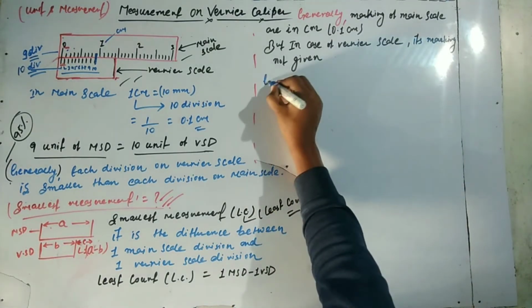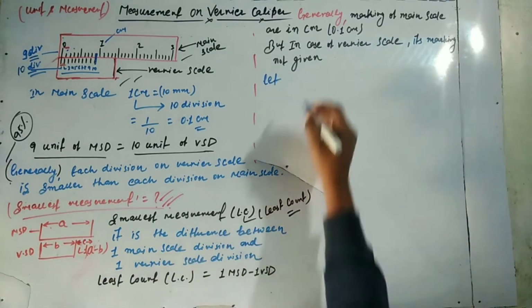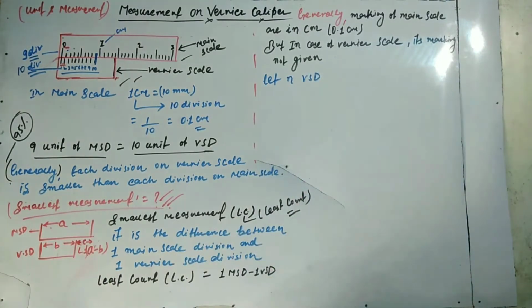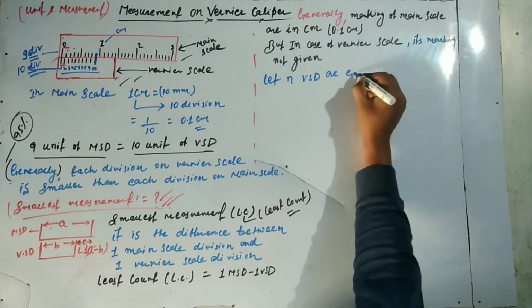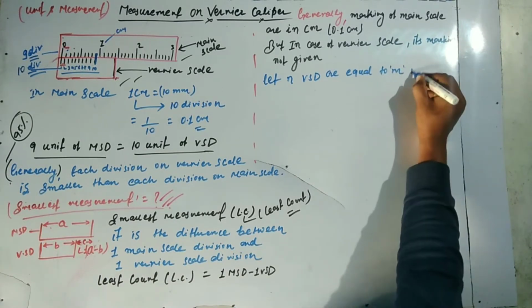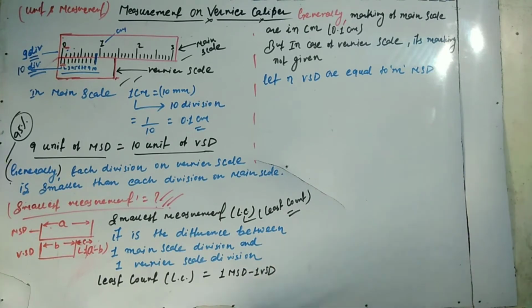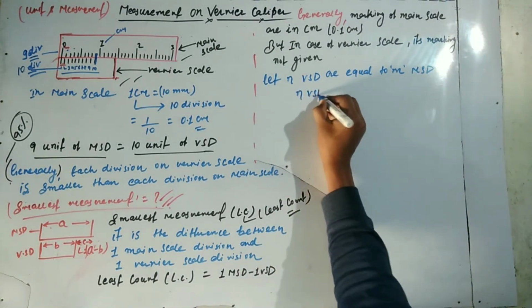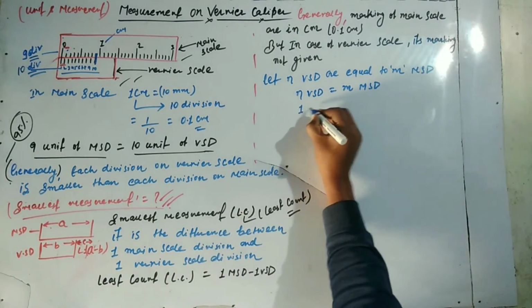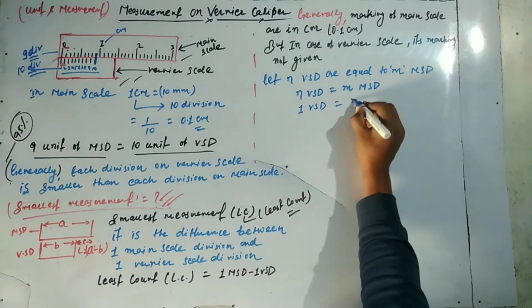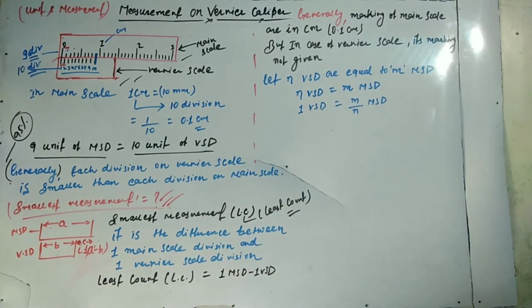Let N VSD be equal to M MSD. We let N vernier scale divisions equal M main scale divisions. Here M MSD is equal to 9 units, and here N VSD is equal to 10 units. Therefore N VSD equals M MSD. Therefore 1 VSD equals M by N MSD.